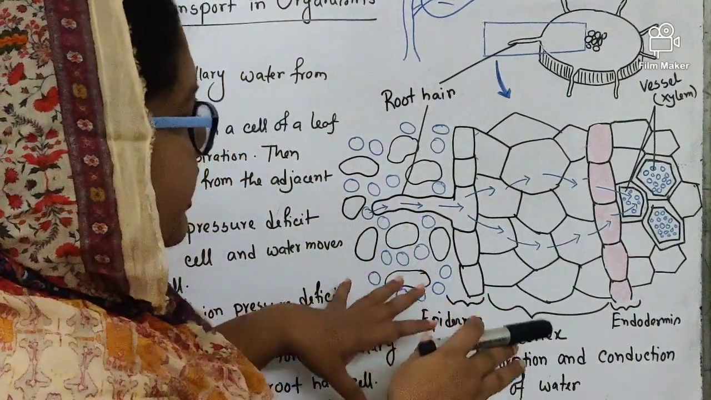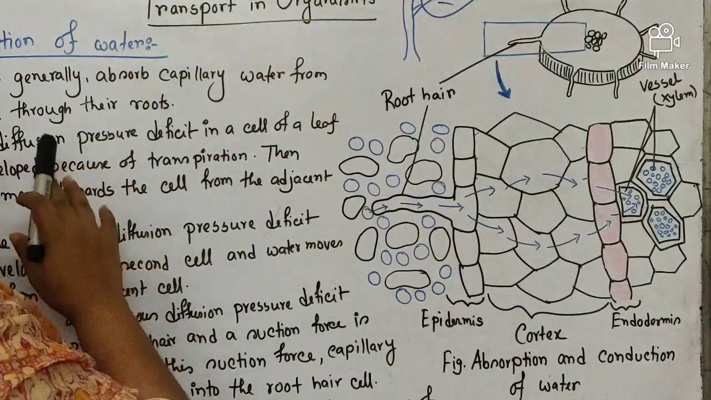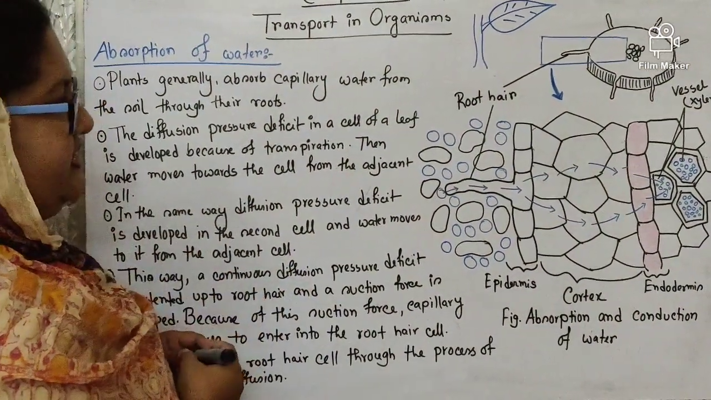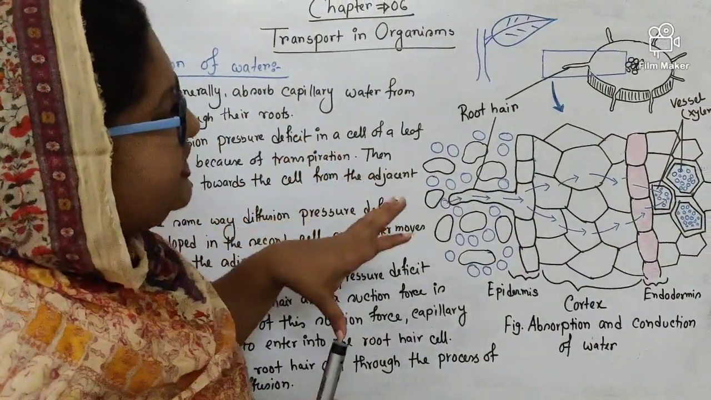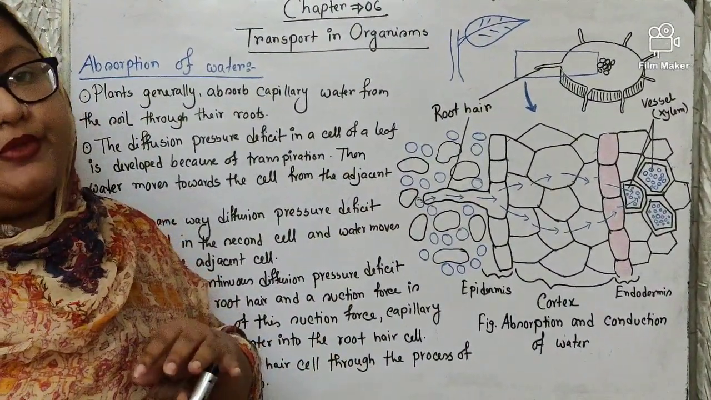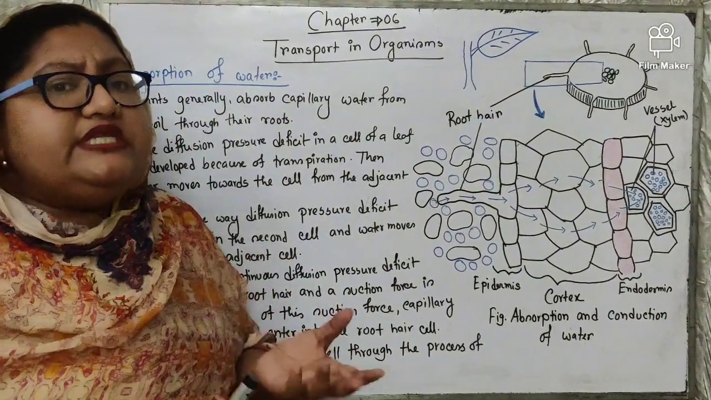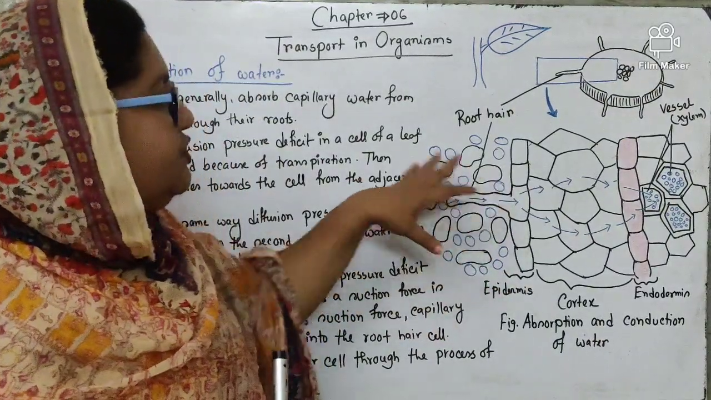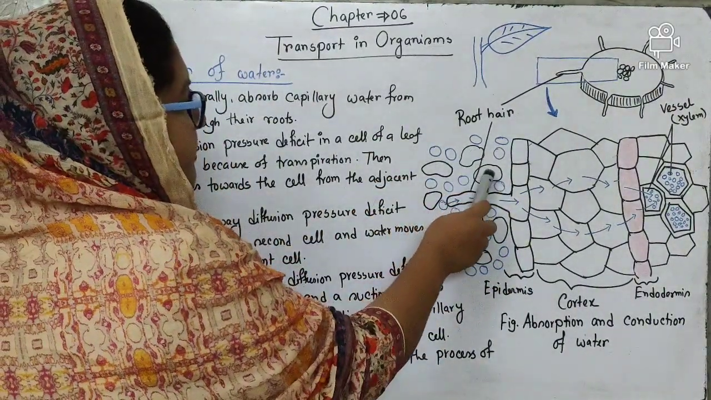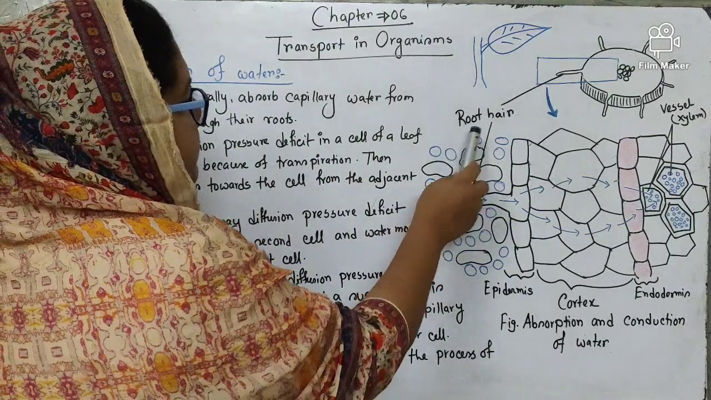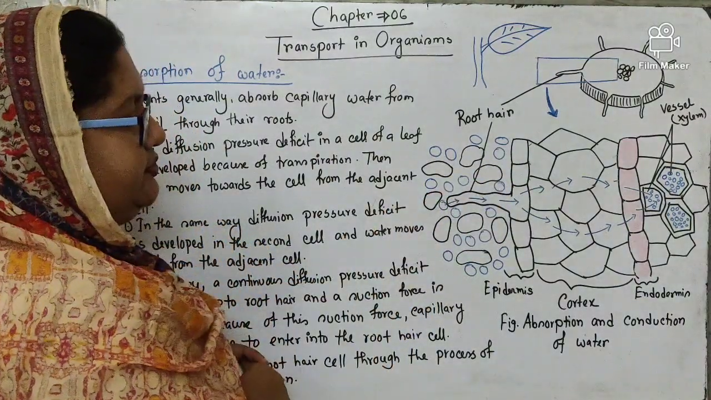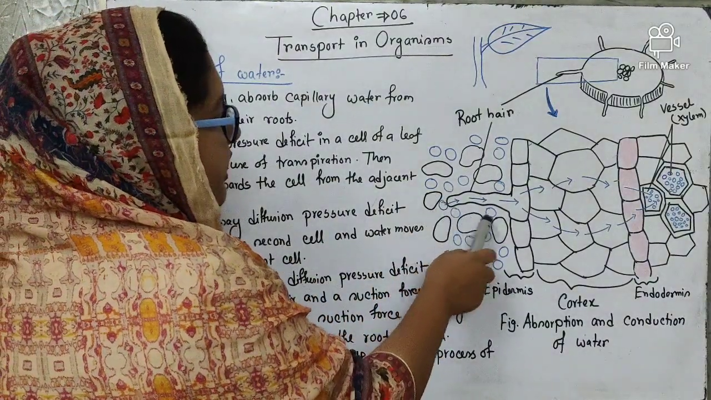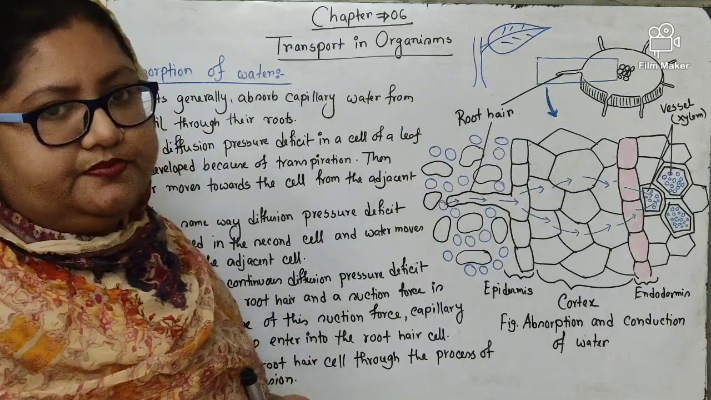Now, how does the absorption process of water work? Plants actually absorb capillary water from the soil. Now what is capillary water? These are the soil particles, and the blue color indicates the water molecules. The water molecules that are present in between the soil particles are called capillary water.